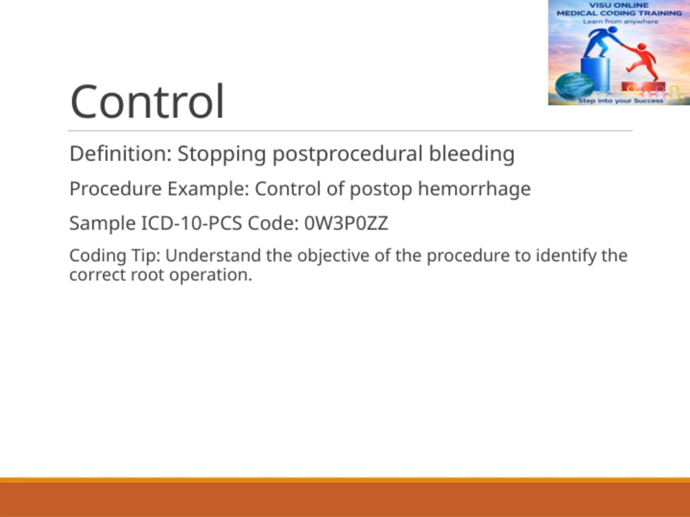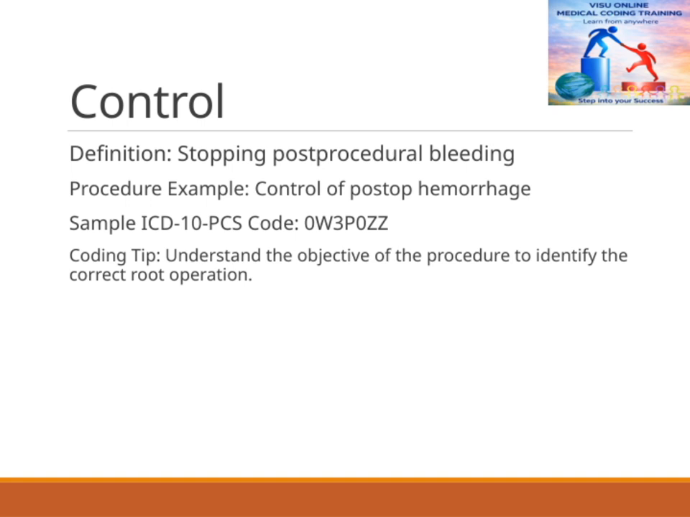A very important tip to keep in mind is that understanding the objective of the procedure is crucial. By recognizing the specific goal, to control bleeding, you can identify the correct root operation. In this case, control is the root operation, which indicates that the main purpose was to stop bleeding rather than remove tissue or repair a structure.